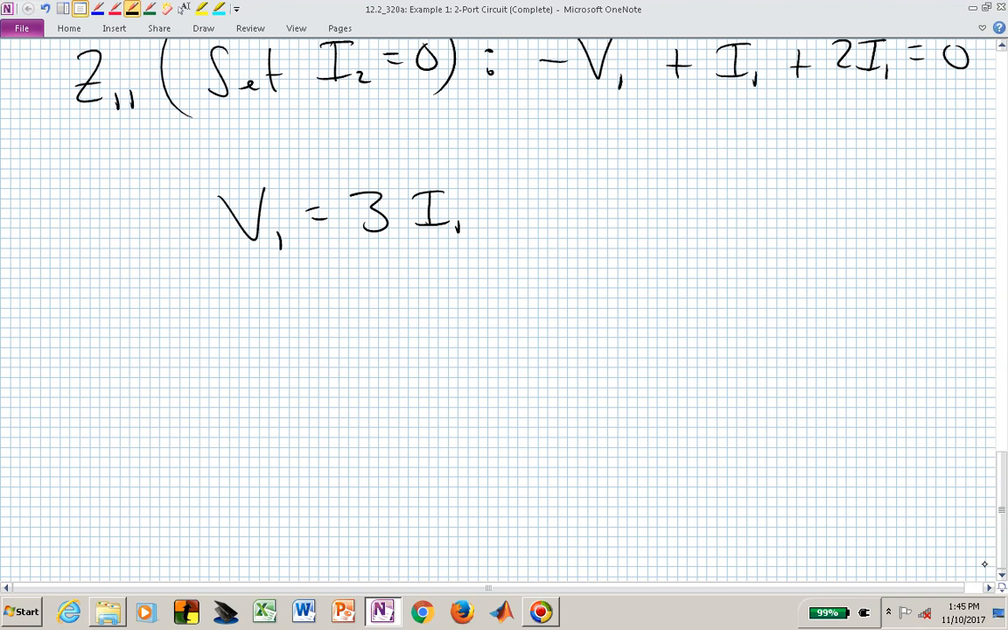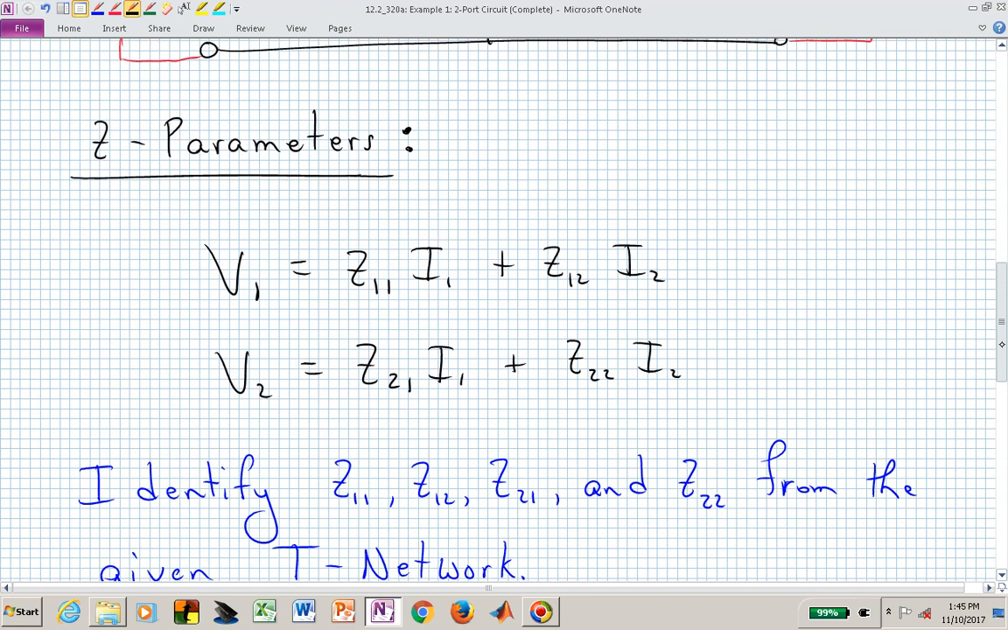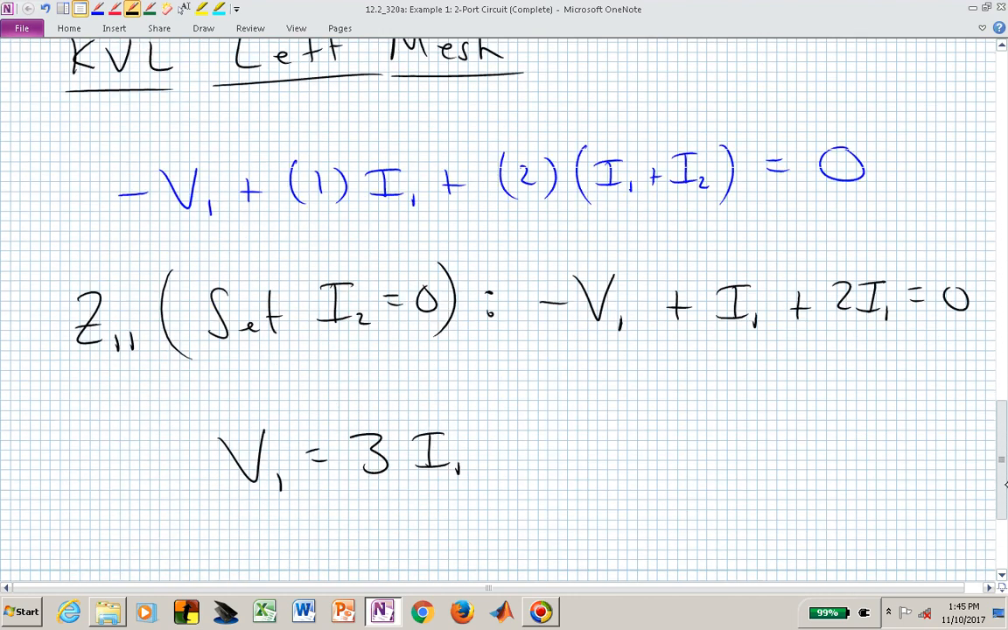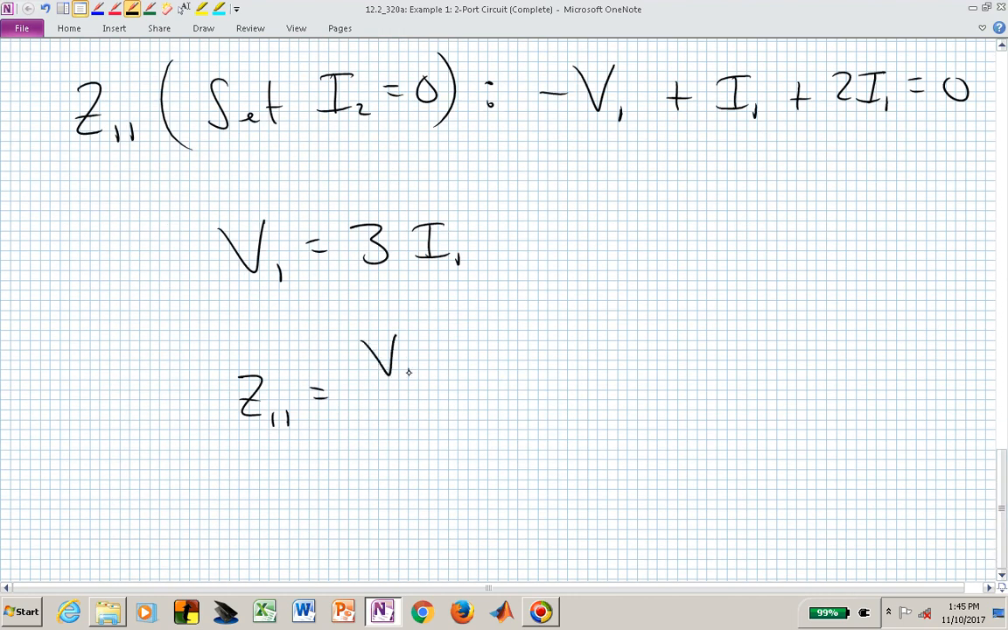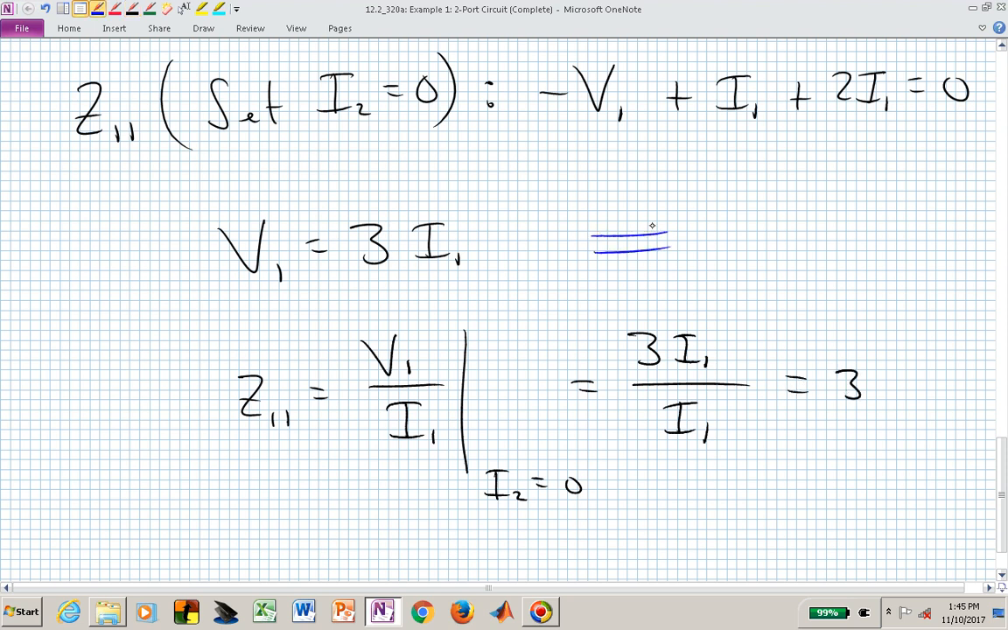and that now says that Z11, if we look at the definition or the equation, we can find Z11 if we look at V1 over I1 with I sub 2 set equal to 0. V1 is 3I1 over I1, or that's 3, so that Z11 we've now determined, and because we had resistors, this is now just a constant value of 3.